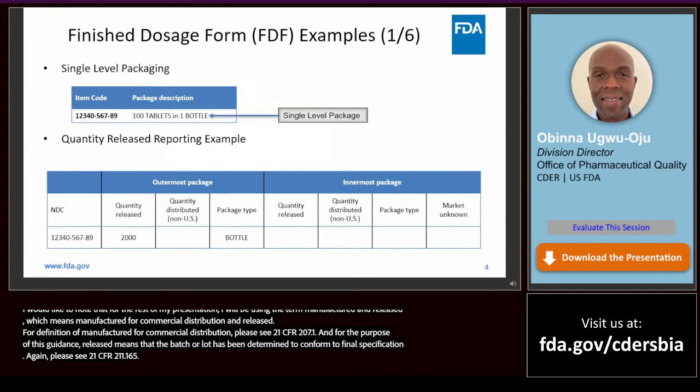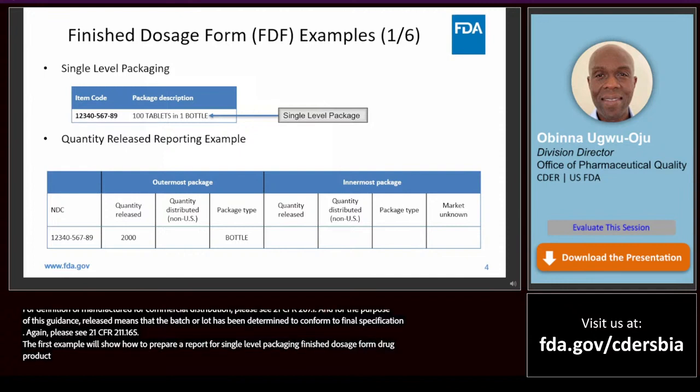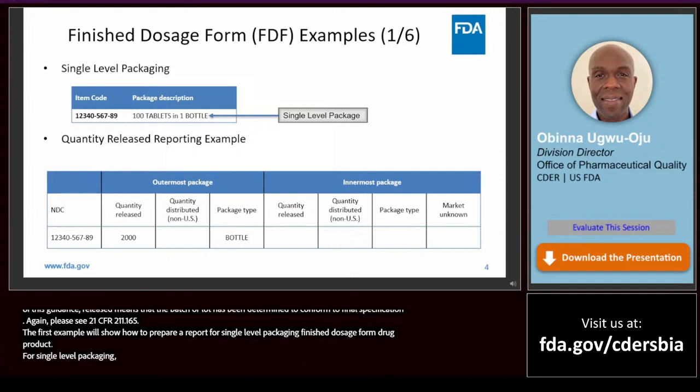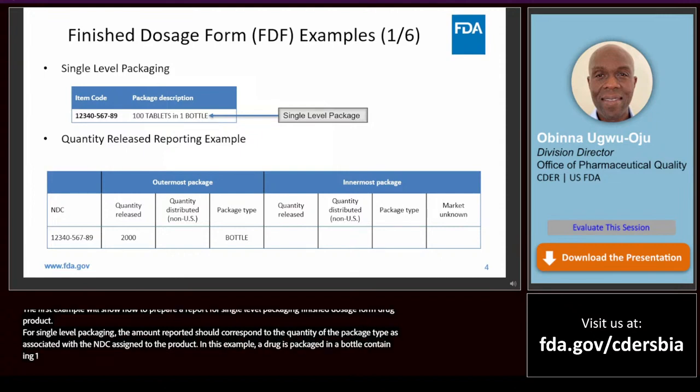The first example will show how to prepare a report for single-level package finished dosage form drug product. For single-level packaging, the amount reported should correspond to the quantity of the package type associated with the NDC assigned to the product. In this example, a drug is packaged in a bottle containing 100 tablets. The submitter should report the number of bottles manufactured and released and not the number of tablets.